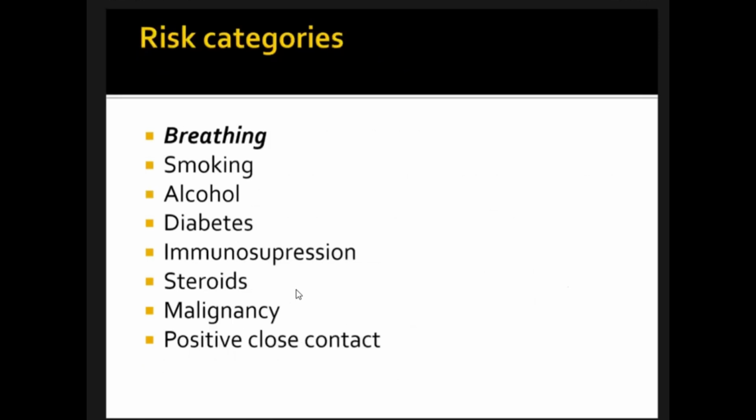Of course, when you think of risk categories for TB, if you're breathing, you can get TB. So many patients come in, when we talk about TB, they say, nobody has had TB in my whole generations. So of course, if you have not died, then you can get TB, right? So if you're breathing, you can get TB. But of course, if you're smoking, if you have alcohol, diabetes, immunosuppression, steroids, malignancy, or being a close contact of a highly positive patient, then you are at higher risk of developing tuberculosis.